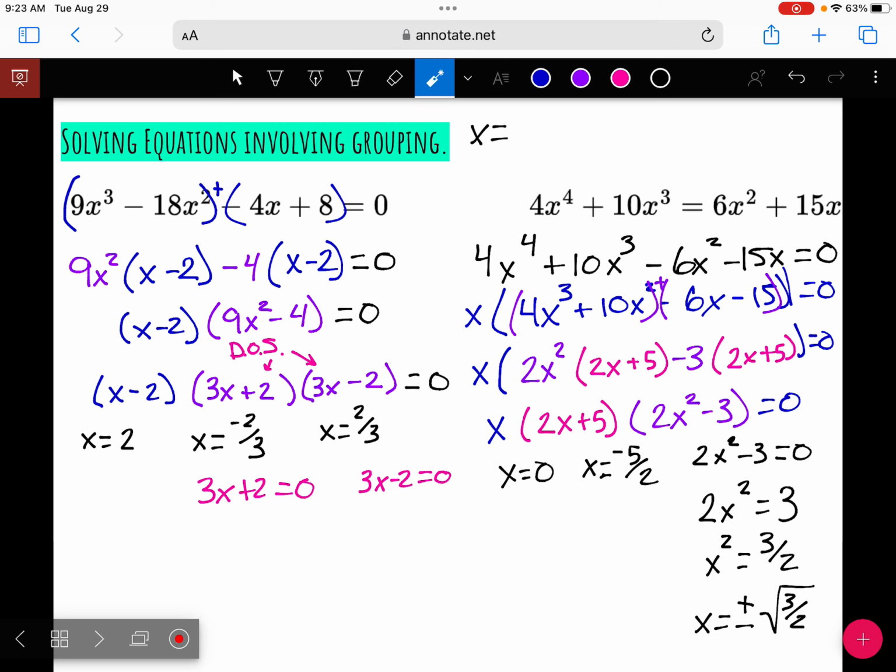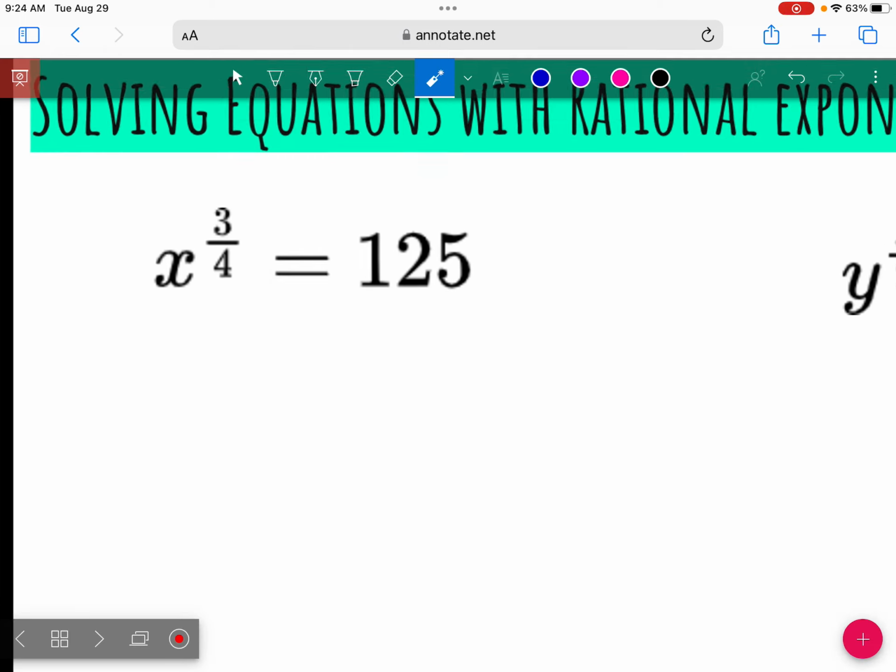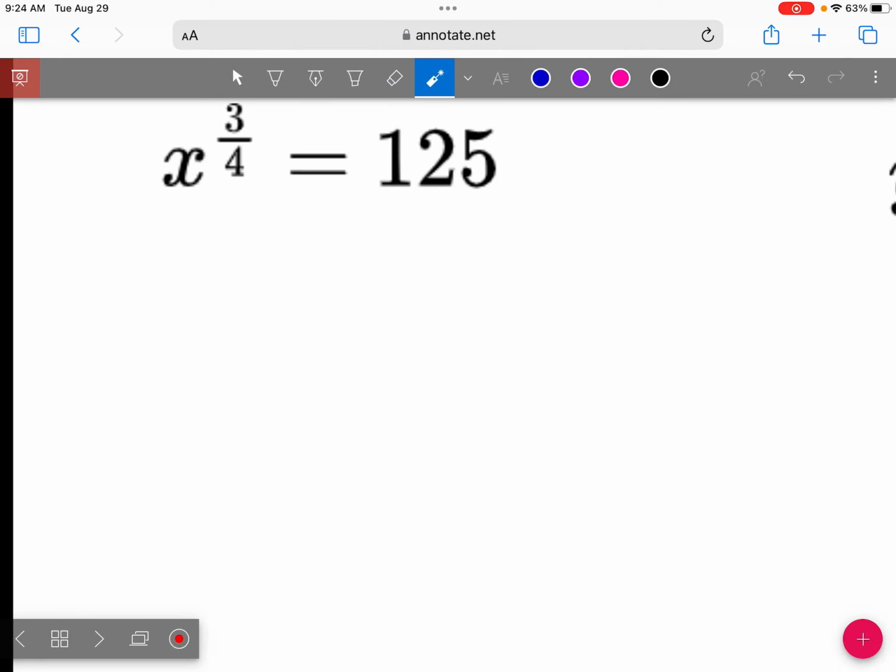Questions on those ones? On our grouping stuff. Because we are next going to play with some scary looking things. Fractional exponents. They look scary. Rational exponents, they are both fractions and exponents, and we get a little overwhelmed sometimes. So I'm going to zoom it in. We have x to the power of 3/4 equals 125.